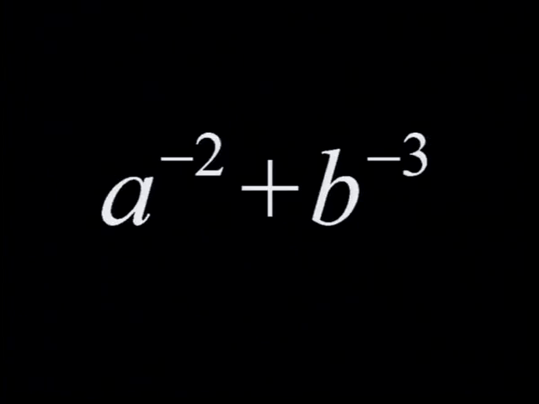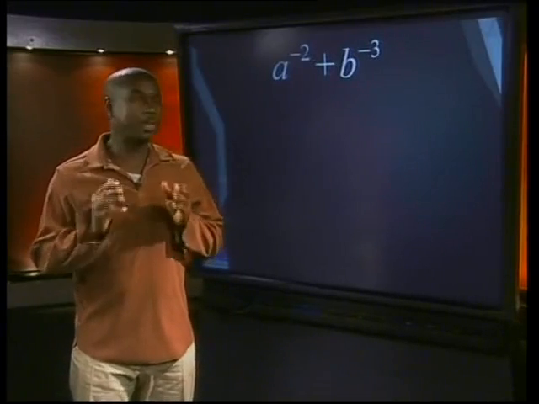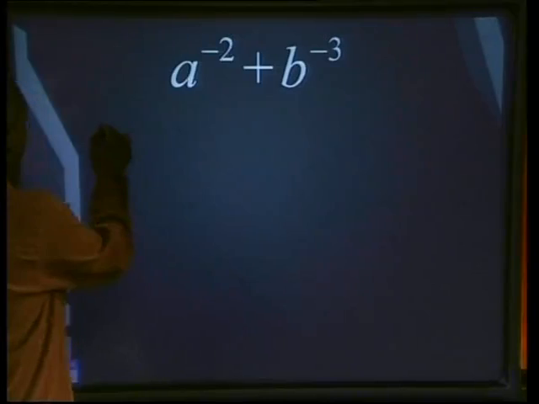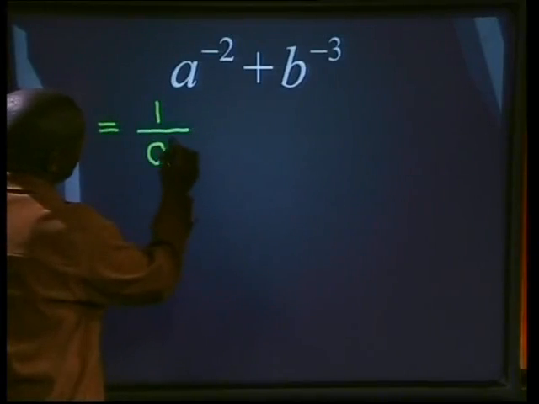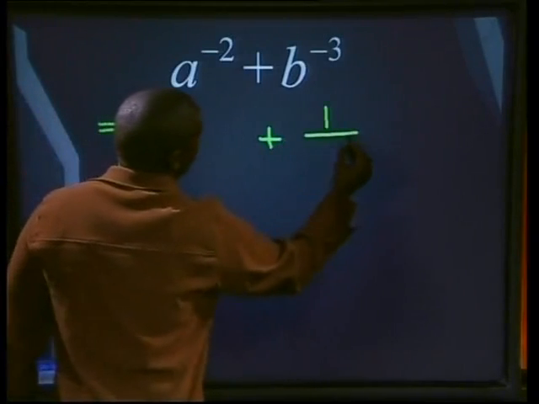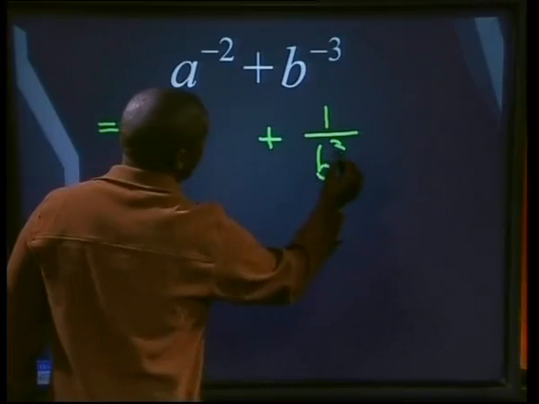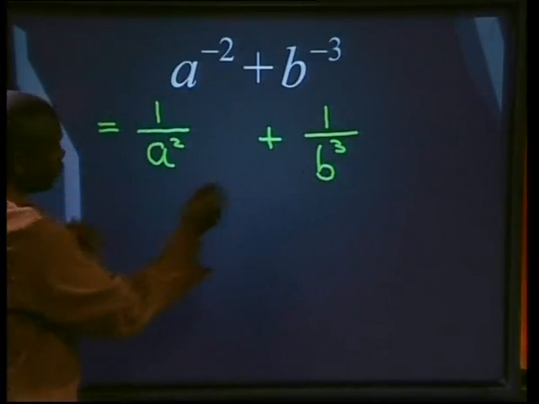But this one is a little different. A to the power minus 2 plus b to the power minus 3. Do you recognize that there are 2 terms here? To simplify this, we treat each term separately. So in this case, we'll have 1 over a to the power 2 plus 1 over b to the power 3. We need to find a lowest common denominator between the 2.